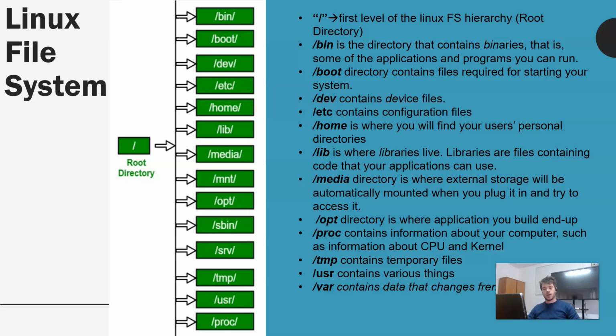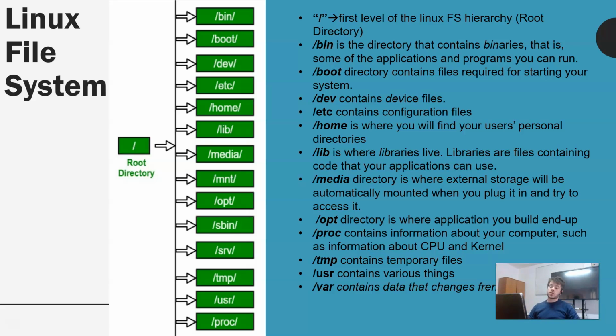/media is for portable media or external storage, and this is where it will be mounted when you plug it in and when you try to access the data on it. /opt is where applications which you create end up most of the time. /proc is where you have information about your device, such as CPUs or kernel version. /tmp is for temporary files. /usr is for random things. And /var is for data which changes frequently, such as log files.